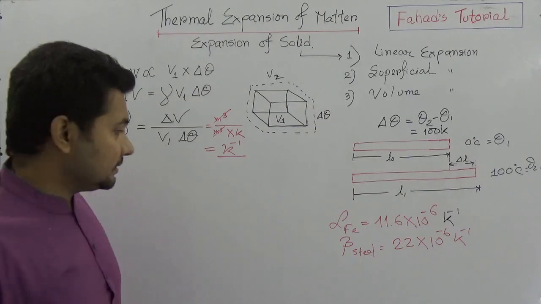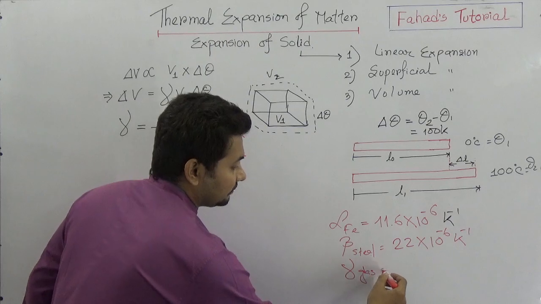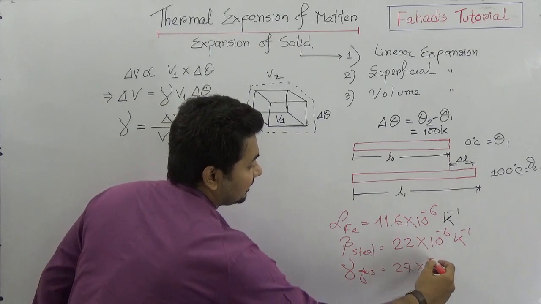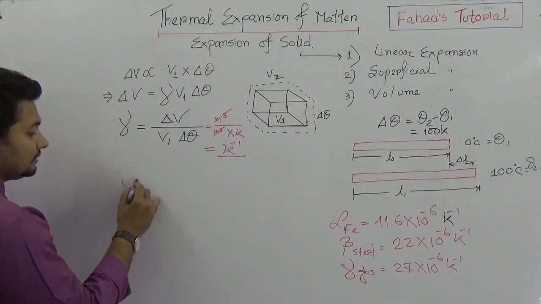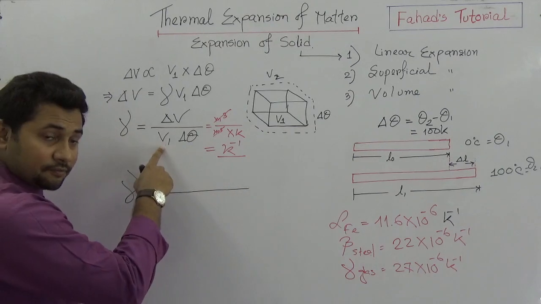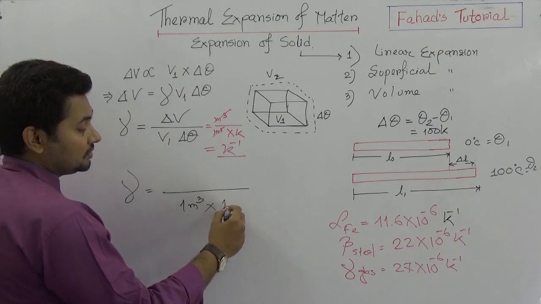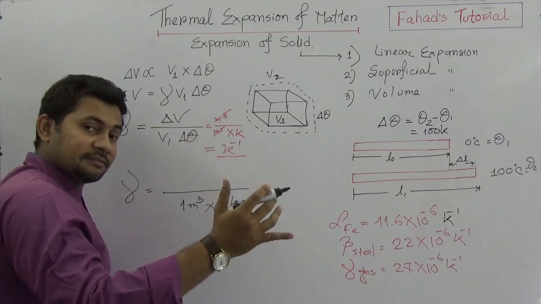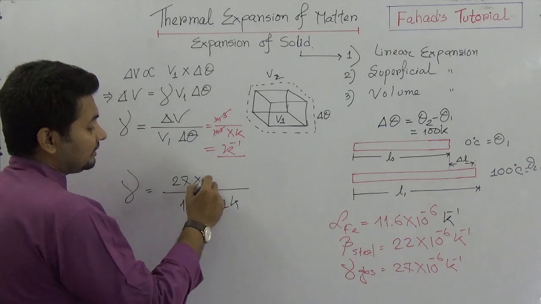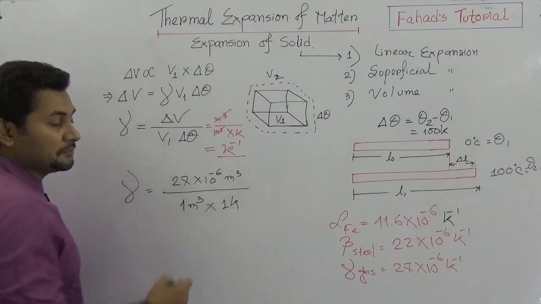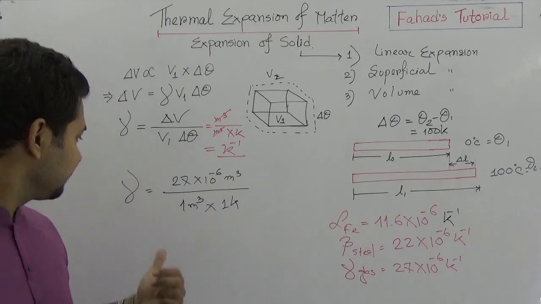Now if I say that the volume expansion of glass is 27 times 10 to the power minus 6 per Kelvin, then it means that if a glass shape is 1 meter cube, and we increase the temperature by 1 Kelvin, then the volume will expand by 27 times 10 to the power minus 6 meter cube. And this is the definition of the coefficient of volume expansion.